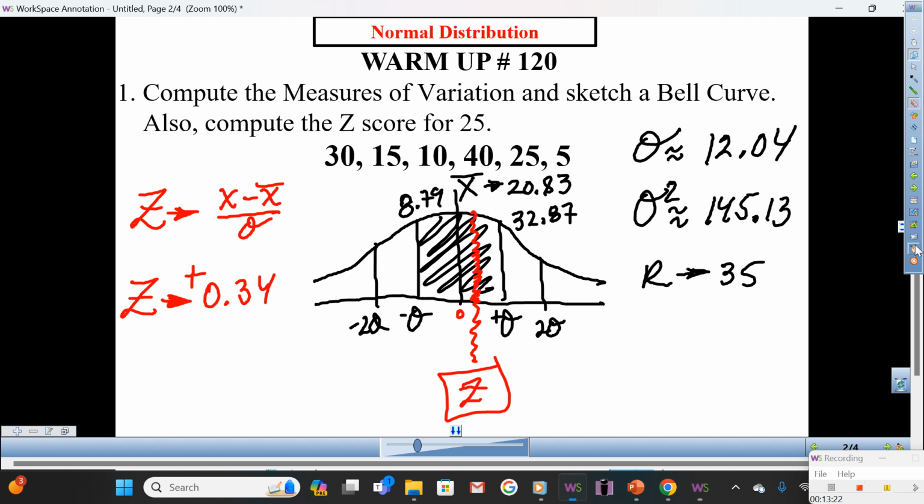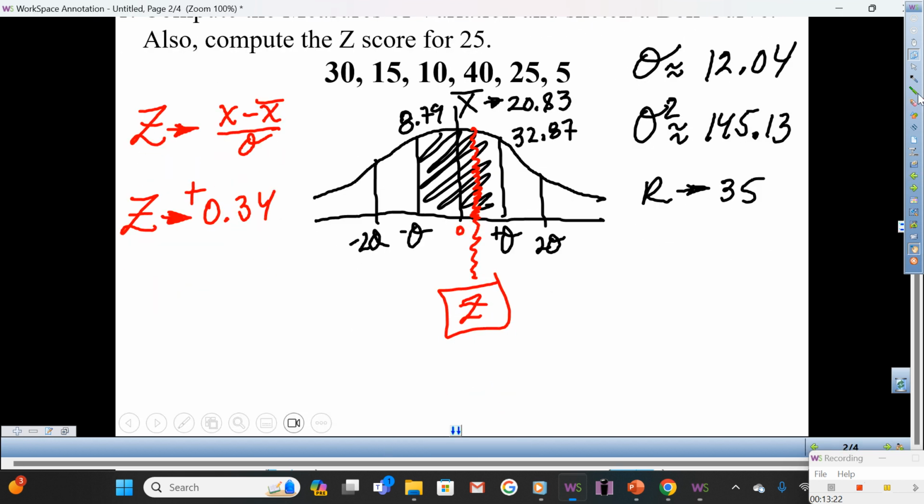According to the warm-up, Joseph said that the z-score was what? Point what? 34. Is that correct? Yes? My bad. There it is. The z-score was what? 0.34. And it was what? Positive.